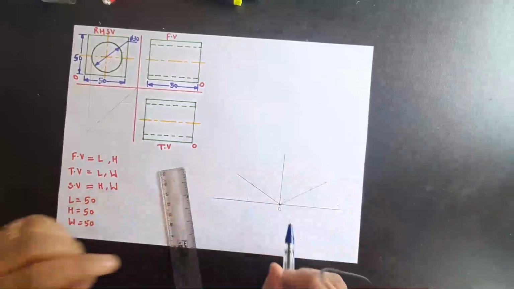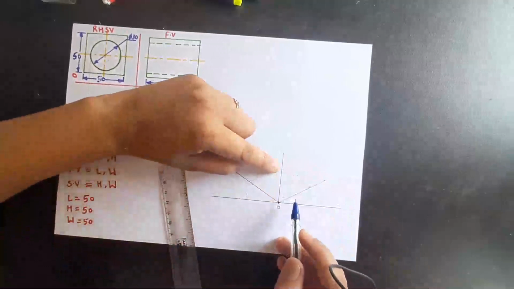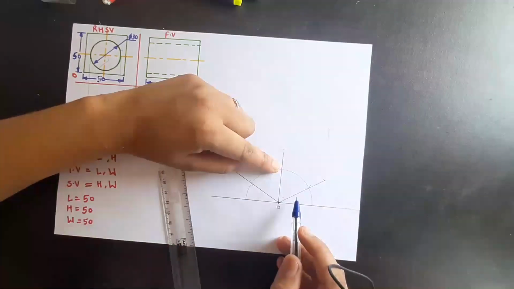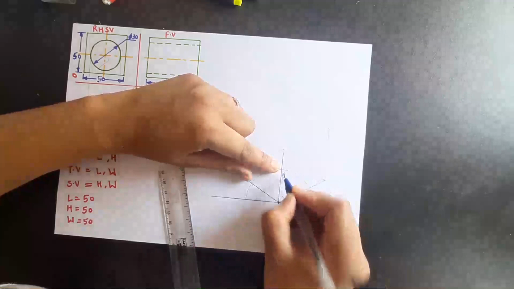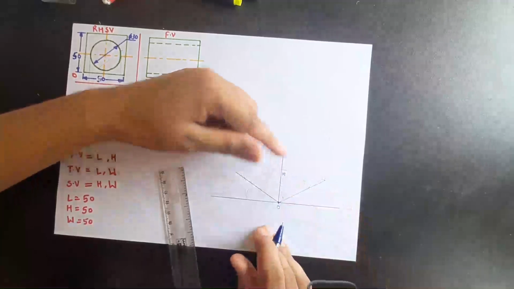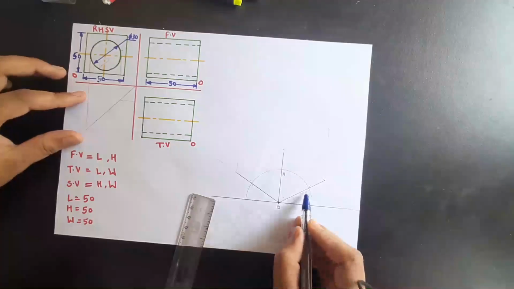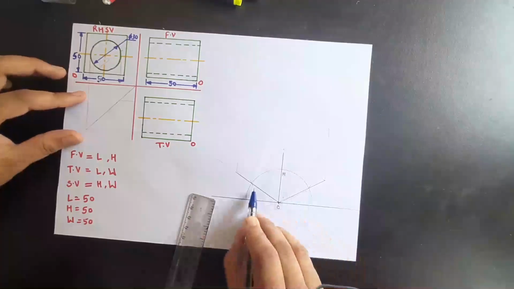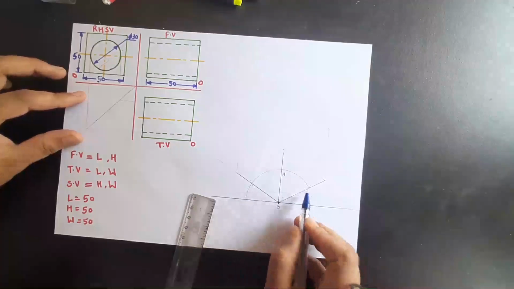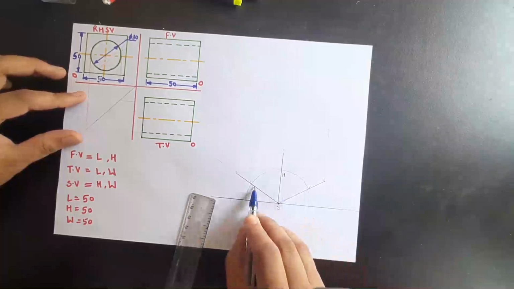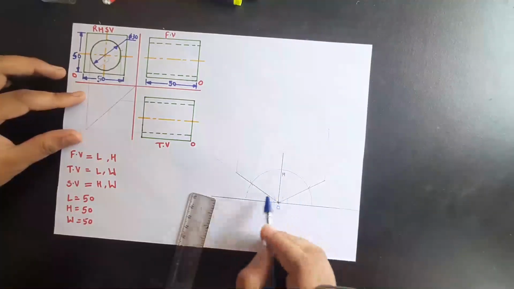Now on the vertical line, there will always be a height. So here will be your height always. Now length will be on this side or on this side. Width will, of course, be on this side or on this side. How to find on which side you are supposed to draw length and width?